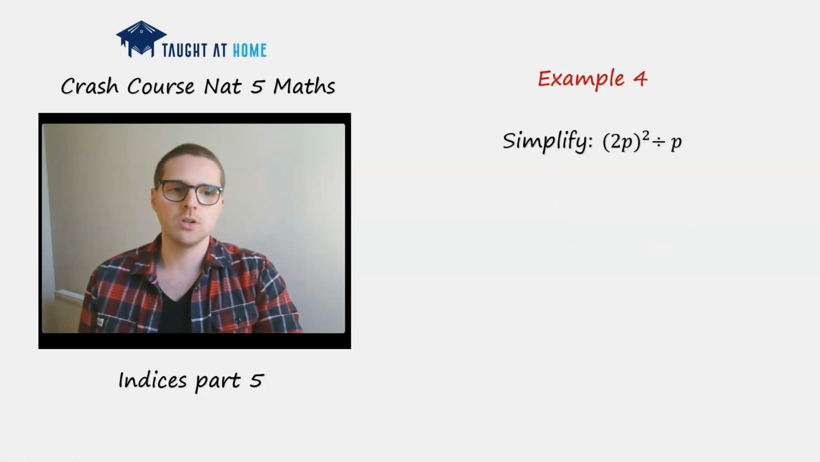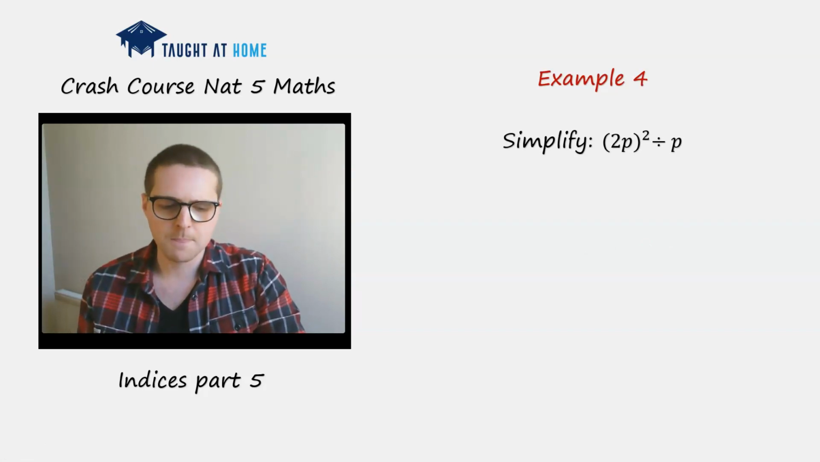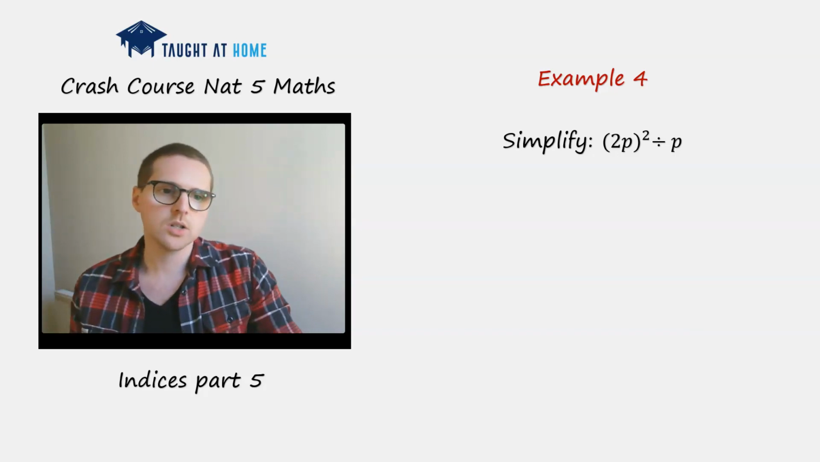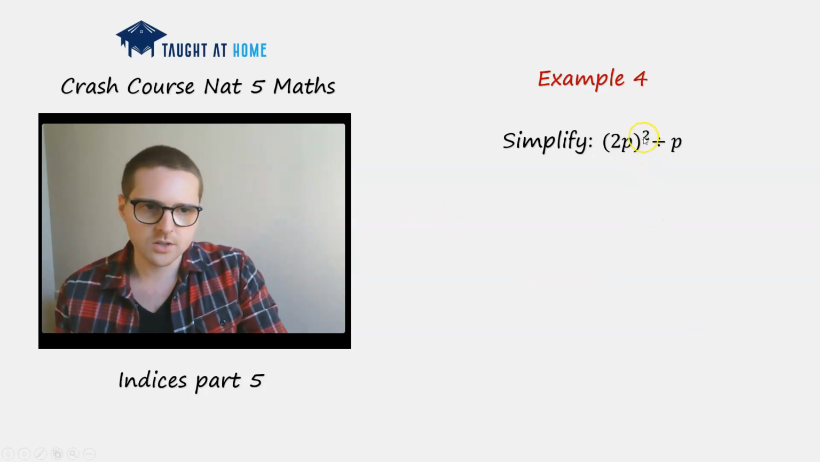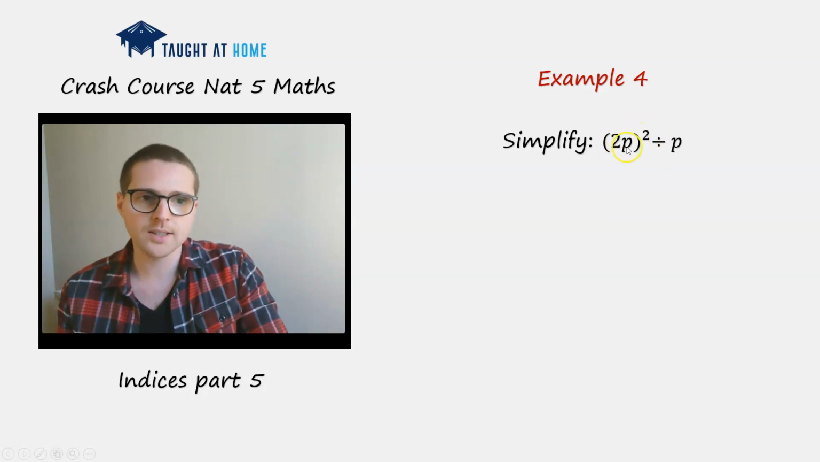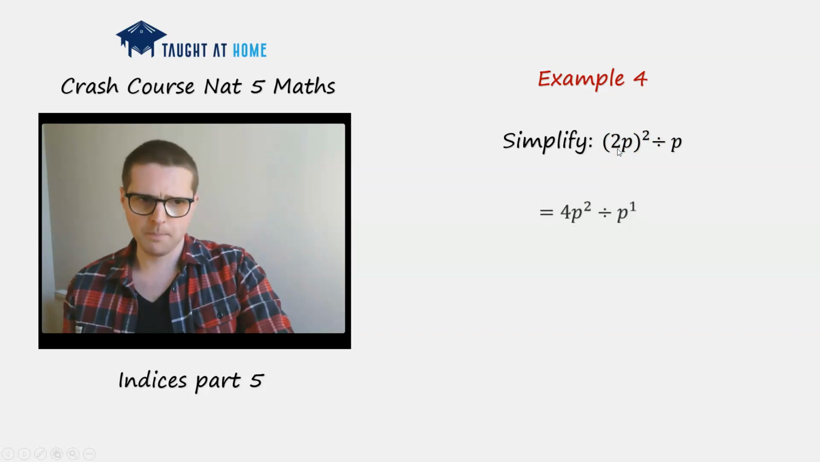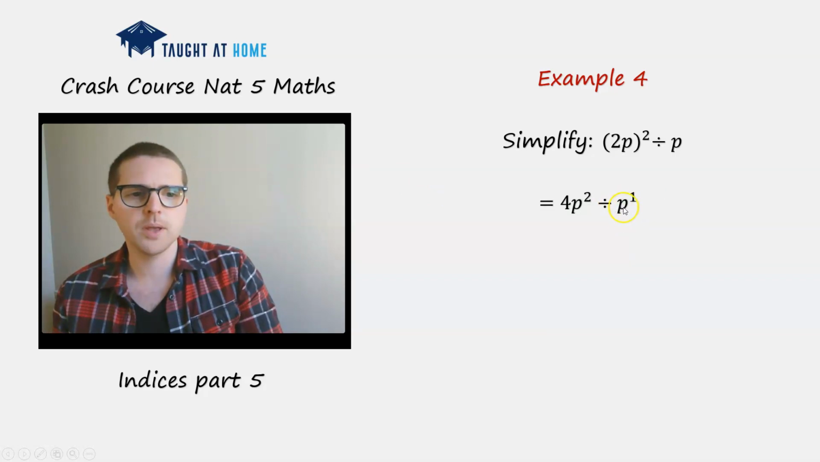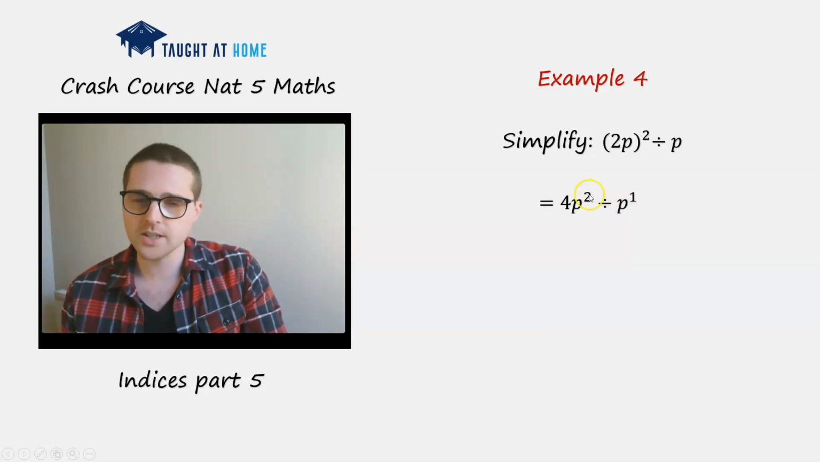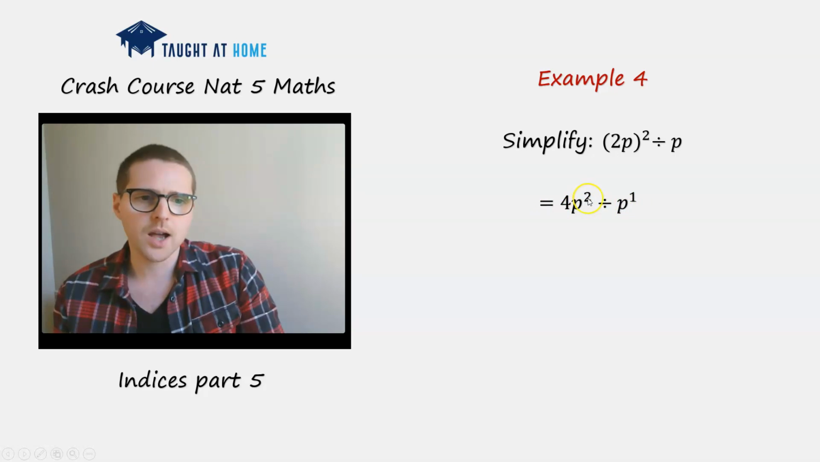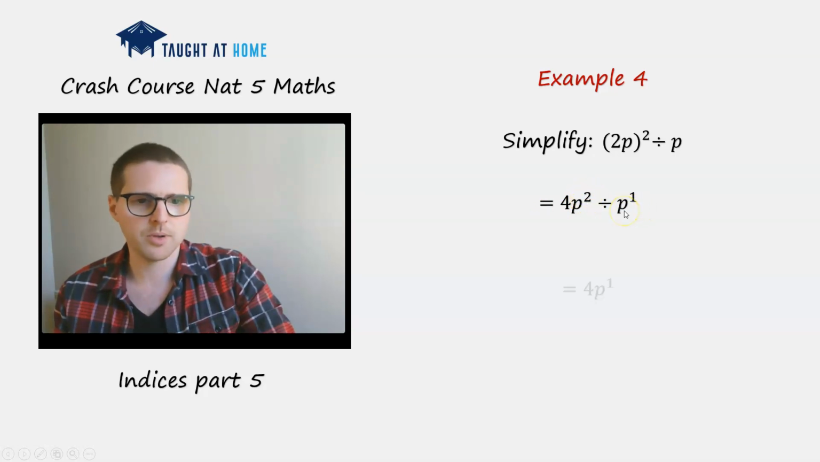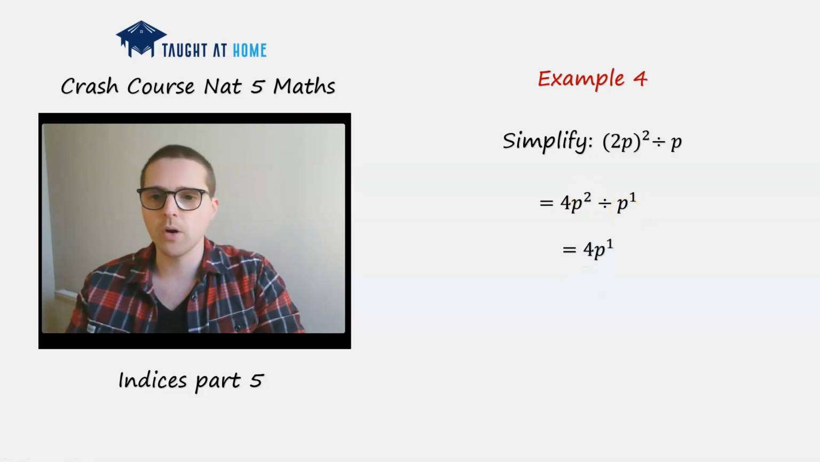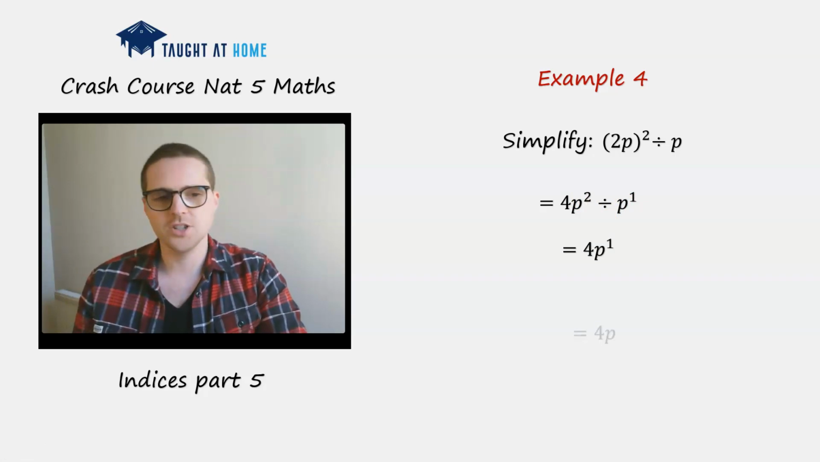Okay, example 4, 2p all squared divided by p. Again, very similar to the last one. We're again going to use the fourth law of indices to multiply throughout. So we're going to have 2 squared p squared, so that's going to be 4p squared. And we're going to have a divider of p to the power of 1. So this is the second law of indices now. So we have p, and then 2 minus 1, so that'll be 4p raised to the power of 1, which is just 4p.